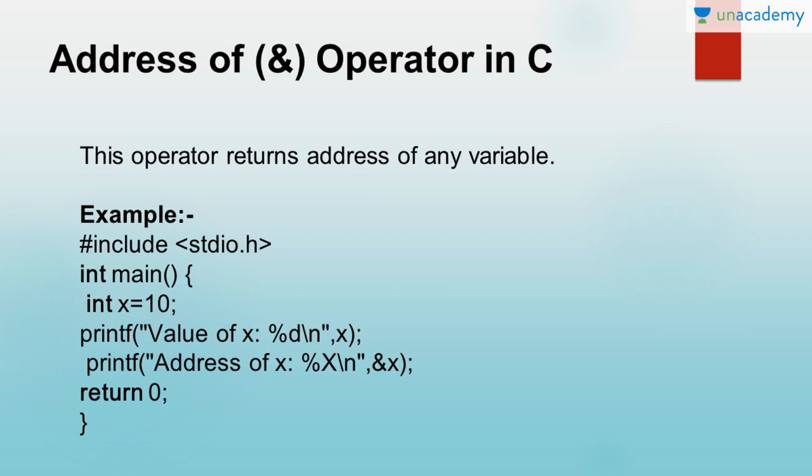So next is address of operator in C. This ampersand is the symbol which represents the address of operator. This is a unary operator in C language. What this does is it is used for getting the address of the variable, meaning it returns the pointer address of the variable. In detail, I'll be teaching about it in the pointers chapter. So just know that it returns the address of the variable.